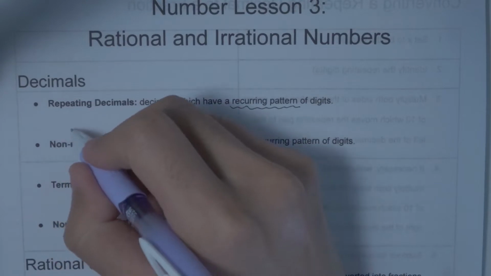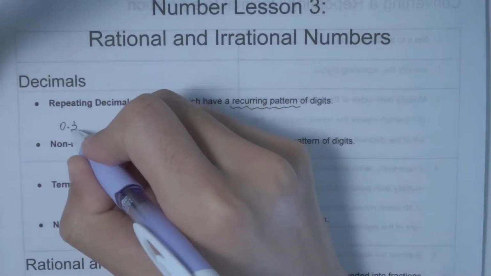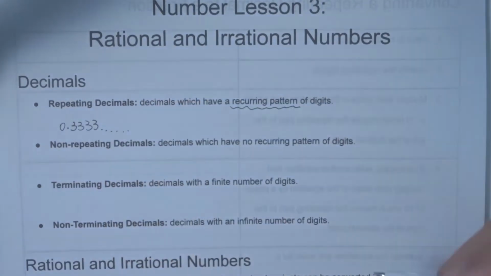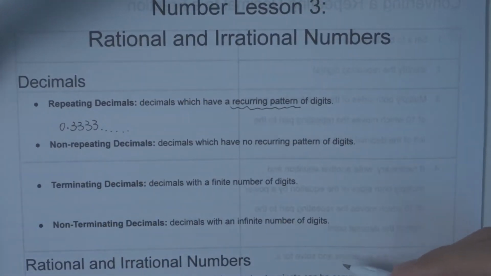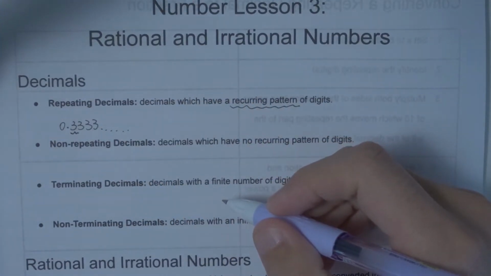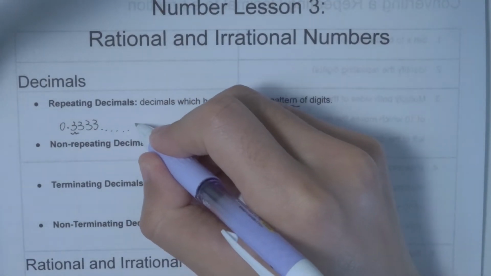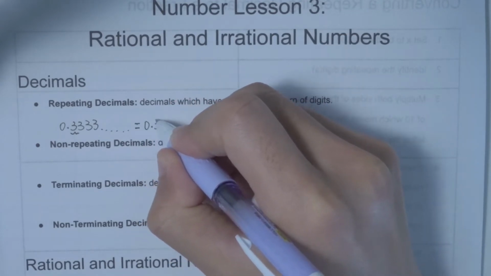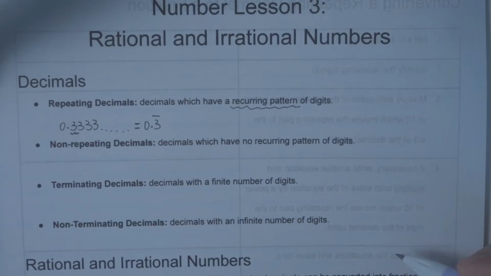The first one, we have 0.33333, and it's infinity. In this way, the recurring pattern is 3. So this is a repeating decimal. As in some textbooks, you may see it in this way: 0.3 with a bar above the 3, and this bar means repeating.